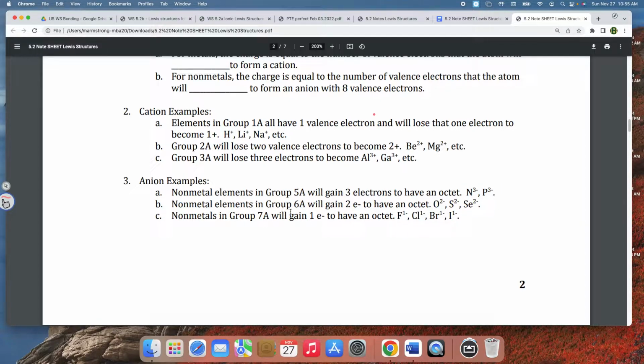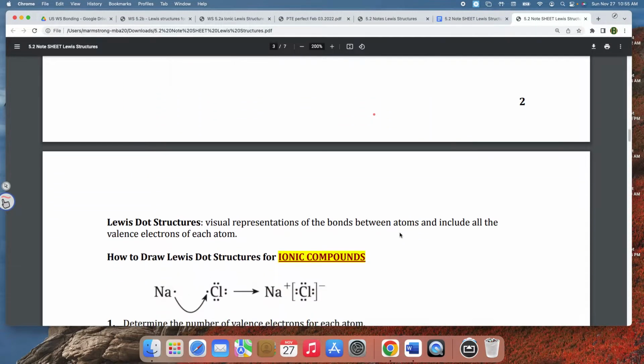The nonmetals in group 6A will gain 2 electrons. Notice that 6 plus 2 is 8. So they have 6 valence electrons. They gain 2 to have an octet of 8. So they become O2 minus, S2 minus, Se2 minus. And then the nonmetals in 7A will gain 1 electron because they have 7 valence electrons. 7 plus 1 is 8. A little tricky there, right?